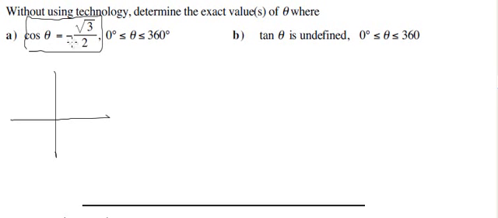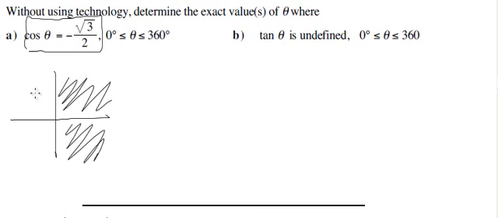So the very first thing I see here is the cosine theta is negative something, which means we are not in this quadrant. We are not in this quadrant either. We're in one of the two quadrants where cosine is negative. And if you know what cosine means, cosine is x over r. So this is telling us we have an x of minus root 3. We have a radius of 2.